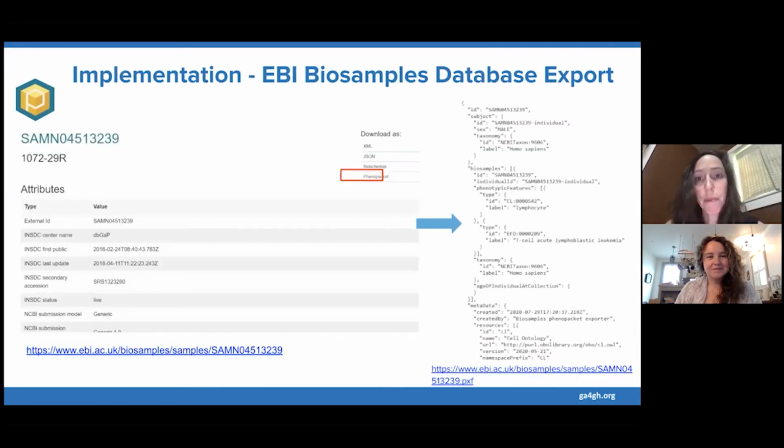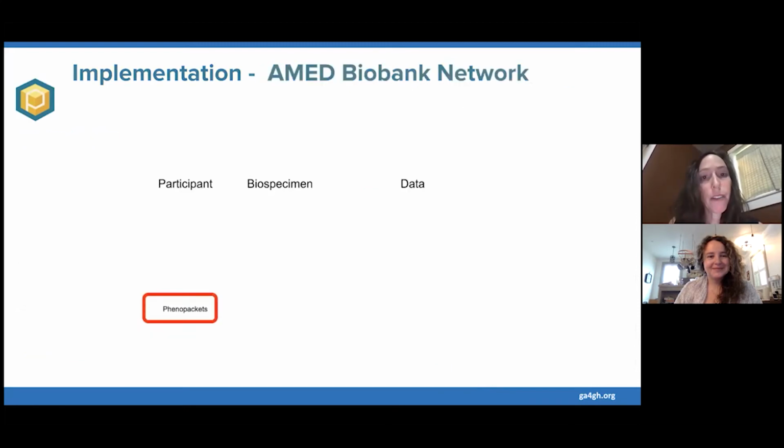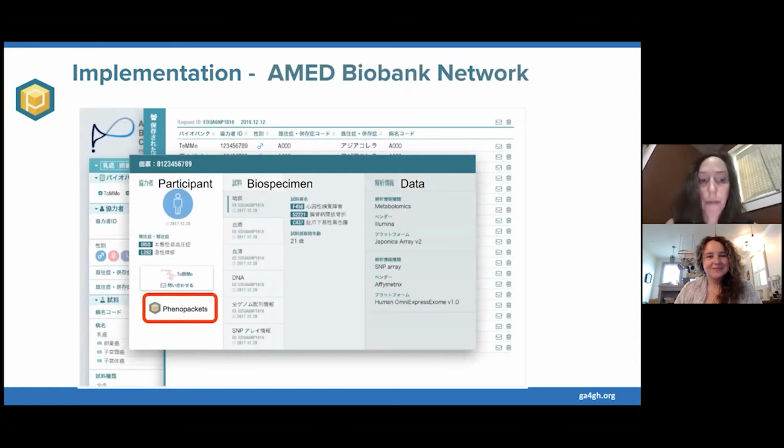So one example of implementation is the EBI biosamples database, where you can get a Phenopacket associated with the biosamples present in the EBI biosamples database. And also the AMED Biobank Network, which is Japan's biobank network, where for each biospecimen within the biobank network, you can click a button and get the Phenopackets clinical information.